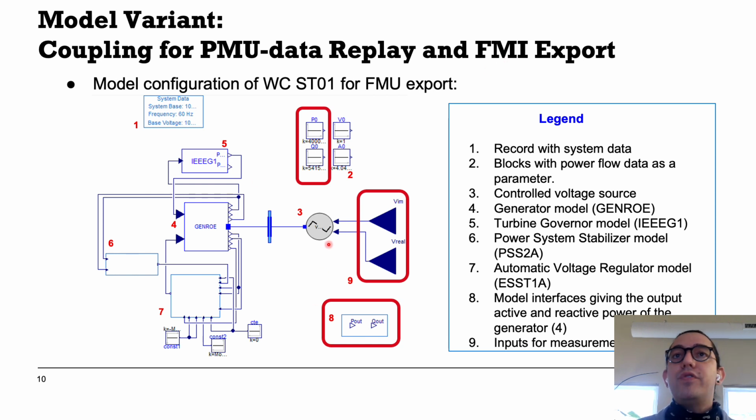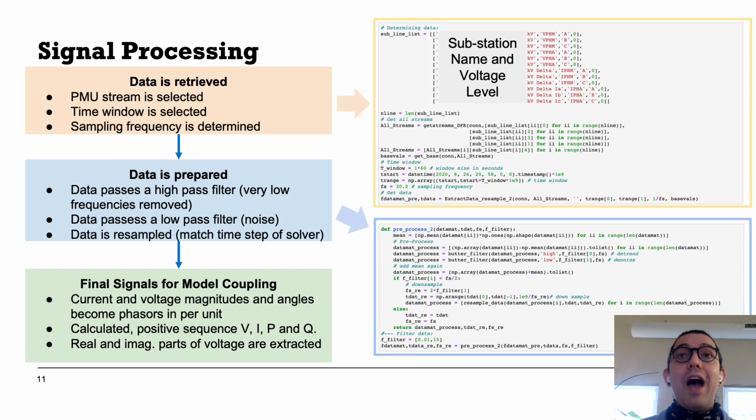This requires us to remove the rest of the small test power grid and connect here through a voltage source, the PMU data being replayed, whereas the model will provide an output of the active and reactive power that we will use for calibrating it. Finally, at the top, we need to provide some data from a power flow solution that allows us to initialize the model.